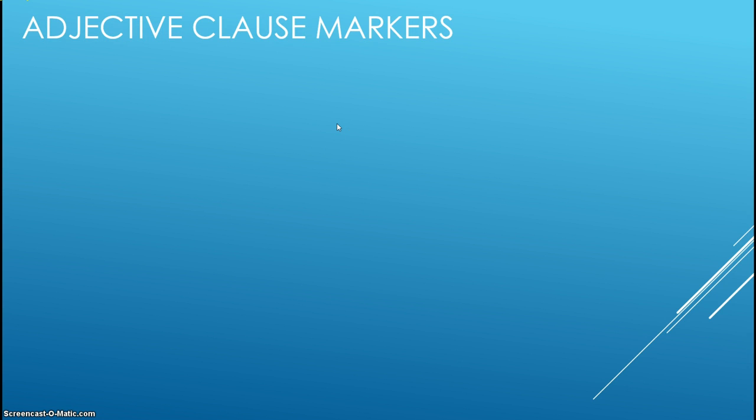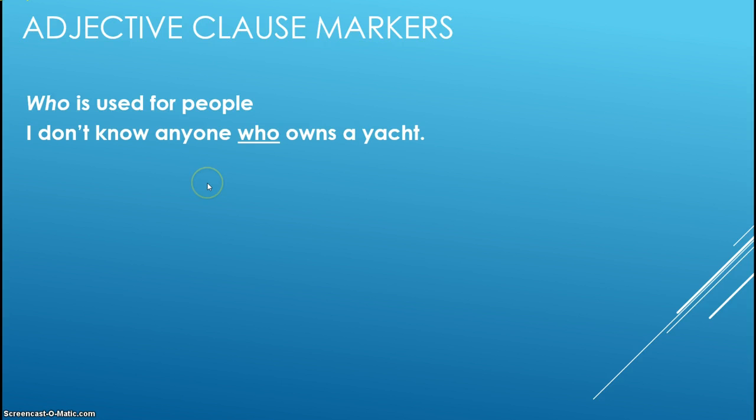Now, adjective clause markers, just to know what we're working with here. Who is a very common adjective clause marker. It is used for describing people. There's an example. I don't know anyone who owns a yacht. A yacht, one of those really big, huge boats that rich people have. There is my adjective clause. It is describing a person. I don't know any person who owns a yacht. So that's what we use who for.